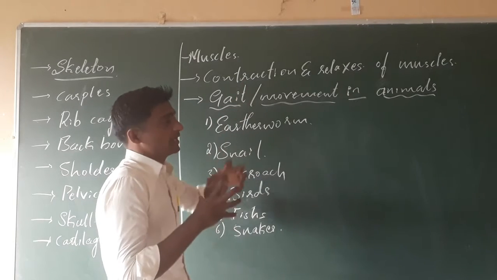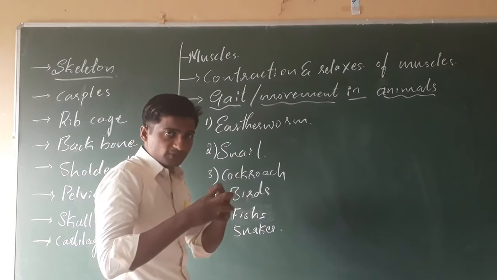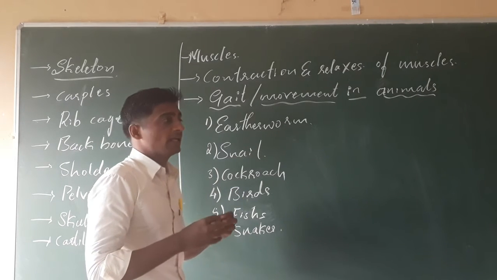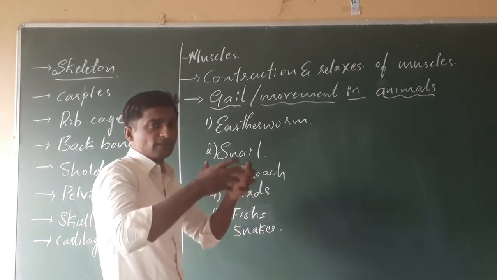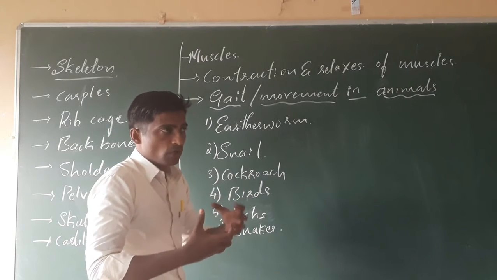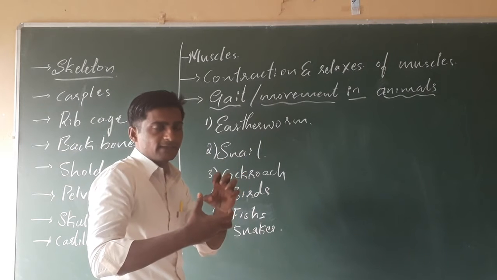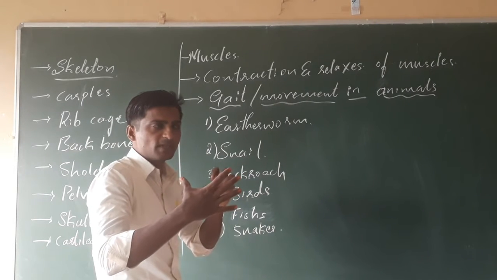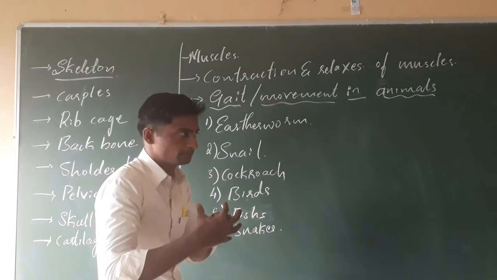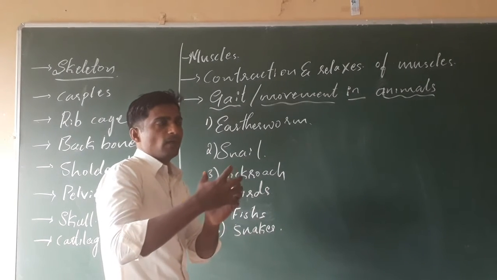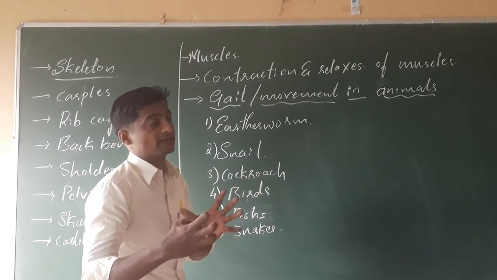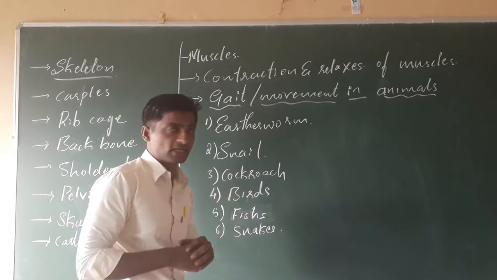When the muscle contracts, it pulls the bones. When it relaxes, see what happens. There are two types of muscles present around the bones. When one type of muscle contracts, the other muscle relaxes. It means the bone moves opposite to the contracted muscle. When one muscle contracts, the other muscle shows relaxation.